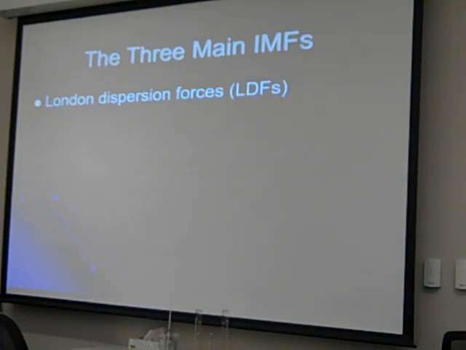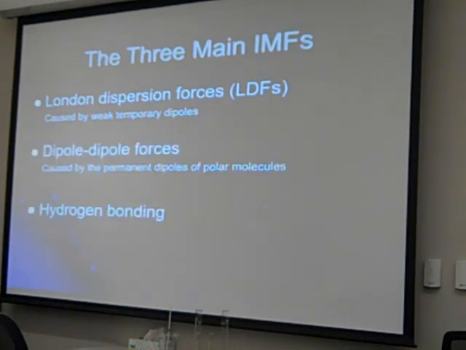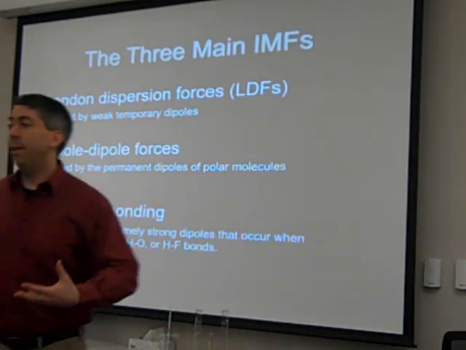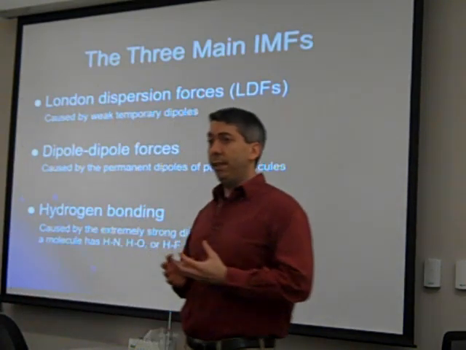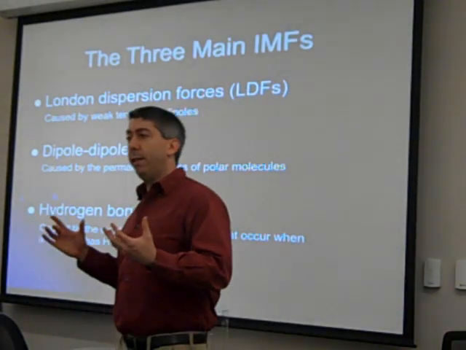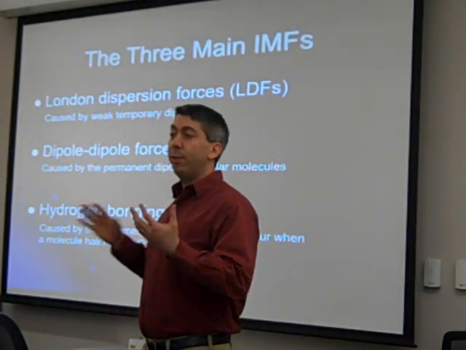So there are three main types of intermolecular forces. There's London dispersion forces, there's dipole-dipole forces, and hydrogen bonding. Now, as it says, the London dispersion forces are caused by weak temporary dipoles. So what you end up having is these molecules crashing together. Normally they're not polar, but after they crash together, you'll have a disturbance.